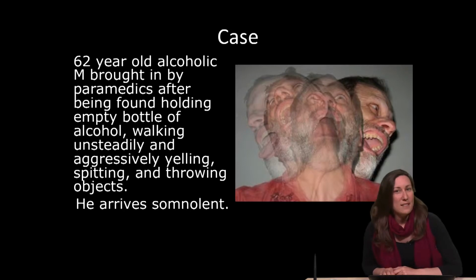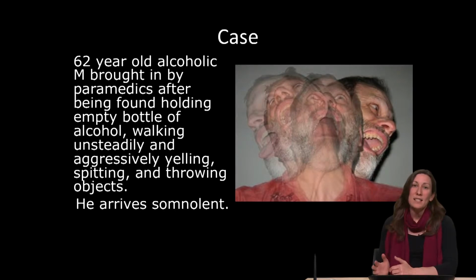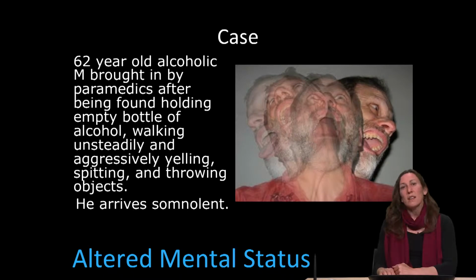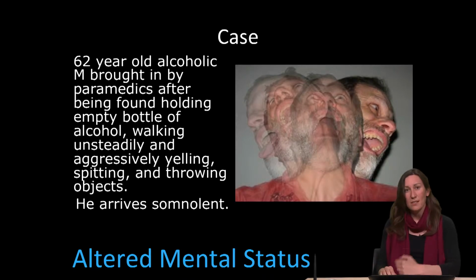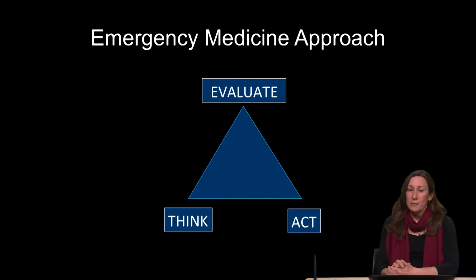So let's start with our case. This is a 62-year-old alcoholic man who was brought in by paramedics after he was found holding an empty bottle of alcohol, walking unsteadily, and aggressively yelling, spitting, and throwing objects. By the time he arrives in your emergency department, he is somnolent. This can definitely be described as altered mental status. He has a waxing and waning level of consciousness. He's alternating between being somnolent and aggressive.